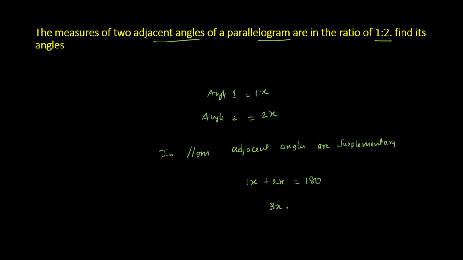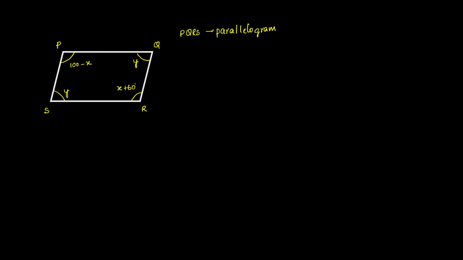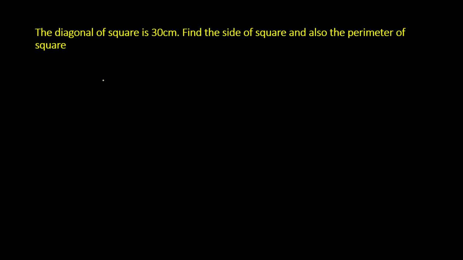That means 3x is equal to 180, x is equal to 180 by 3, which is 60. That means angle 1 will be 1 into 60, angle 2 will be 2 into 60 is equal to 120. Okay, so this you can do as homework, these two. So ఇక్కడ parallelogram ఈ రెండు ఆపోజిట్ యాంగిల్స్ ఆర్ ఈక్వల్ అండ్ ఈ రెండు కలిపితే ఎంత రావాలి మనకి? 180. ఓకే, సో డూ ఇట్ as homework. I am sending you this PDF. Okay.